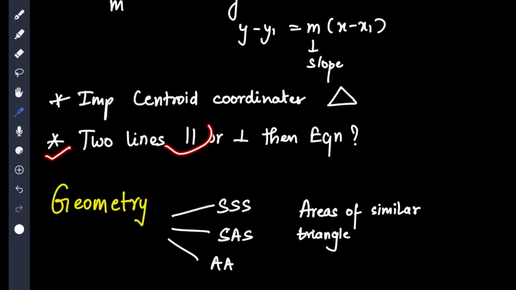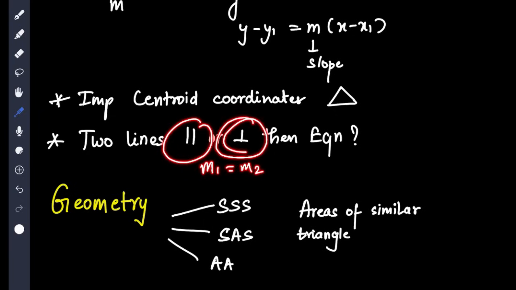Next is two lines when they are parallel or perpendicular. Then what will be the equation? You know, for parallel the slopes are same, but for perpendicular it will be m1 into m2 equals to minus 1.